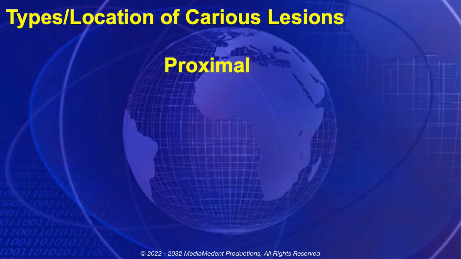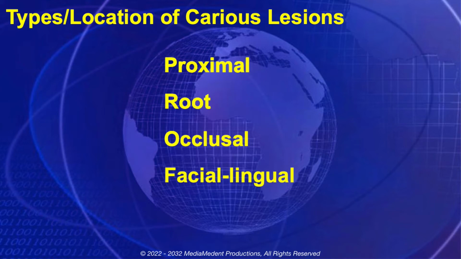Radiographically, there are 5 types of carious lesions: proximal, root, occlusal, facial-lingual, and recurrent. These 5 kinds of lesions are differentiated from one another on the basis of the location of their point of origin on the tooth.